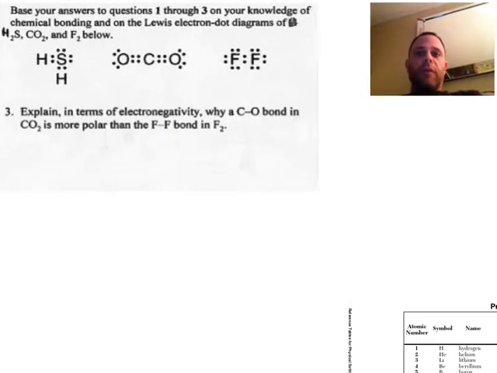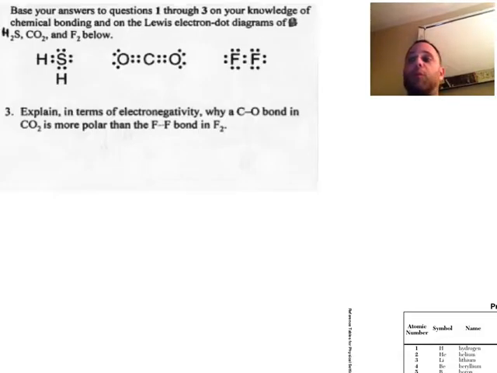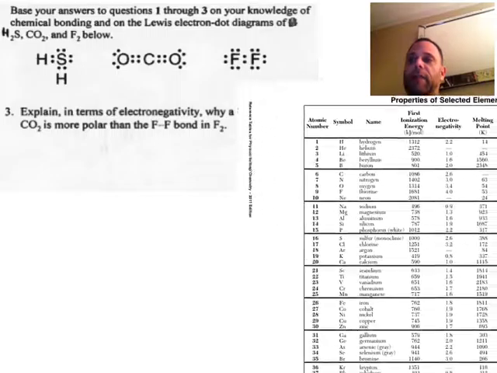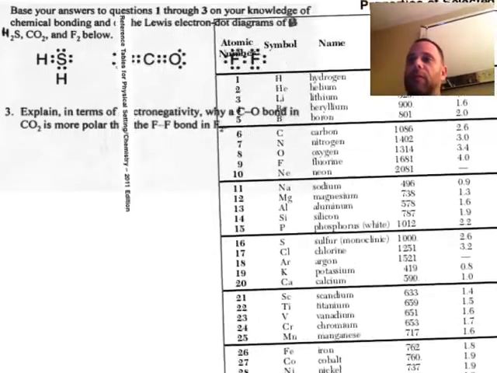Now this next question in the bank of 3 questions reads, explain in terms of electronegativity. It must be stated again, in terms of electronegativity. You cannot ignore those terms. They must be used. So why is a CO bond in CO2 more polar than the CF bond in CF2? Well, let's explore those electronegativities. Those can be found on Table S.